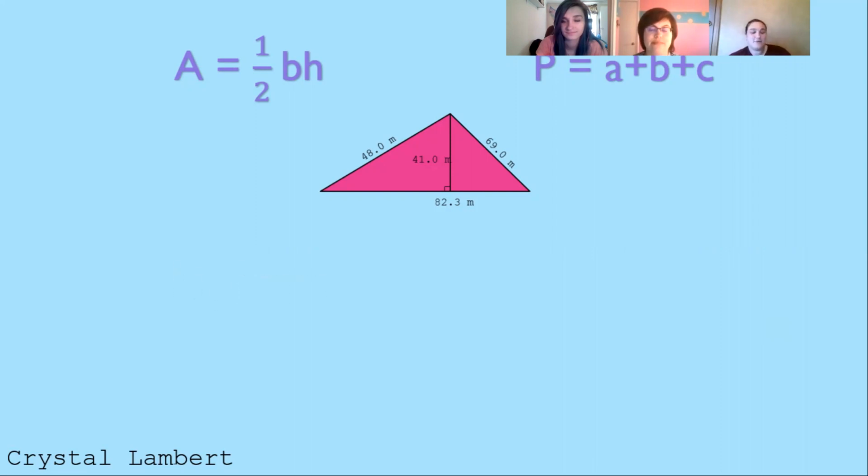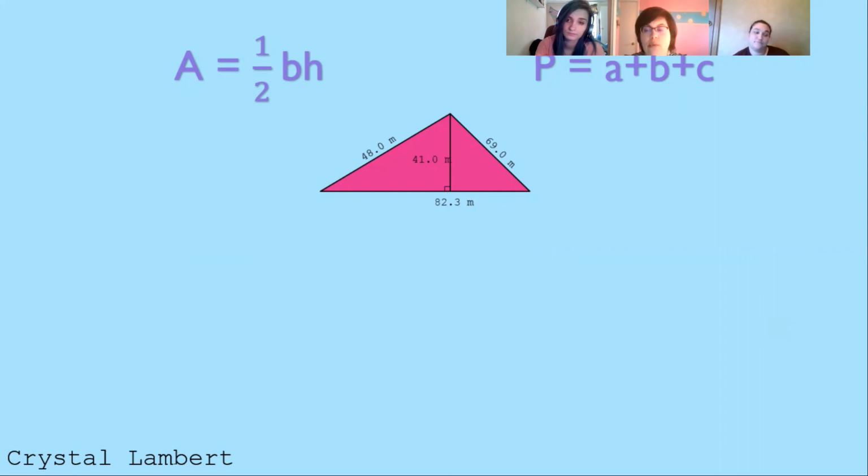All right, Crystal, how do you know what to use for the height? So our height is the point that makes a right angle. So if you notice here in our triangle, there is 1 line that meets the base that forms a right angle, or a 90-degree angle. So that is the measurement we're going to use, the measurement of that line.